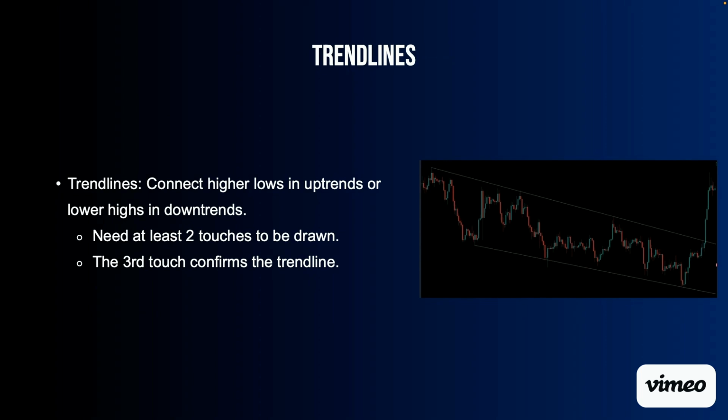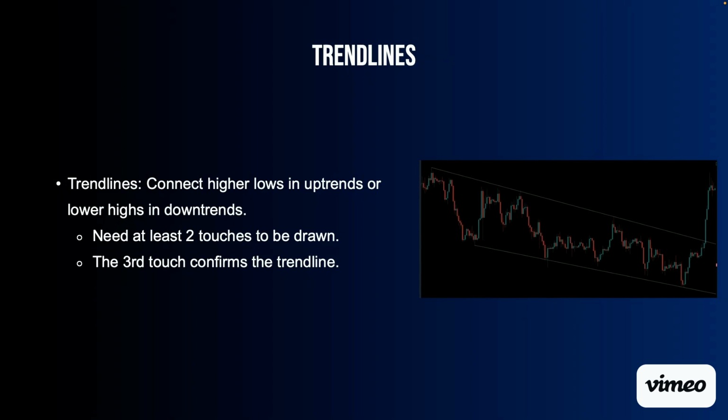Now, support and resistance aren't always horizontal. They can also be dynamic, moving with the trend. That's where trend lines come in. A trend line needs at least 2 touches to exist. The third touch is speculative, but if it holds, it confirms the trend line. In an uptrend, trend lines act as rising support, and in a downtrend, they act as falling resistance.